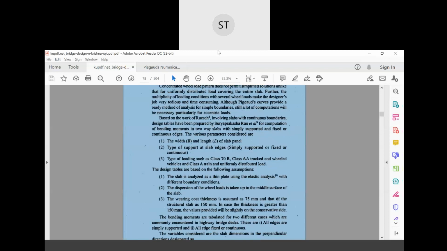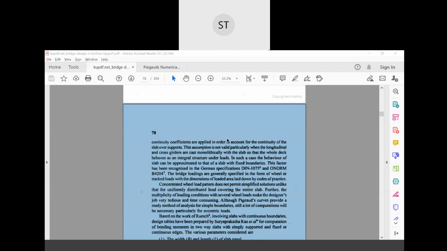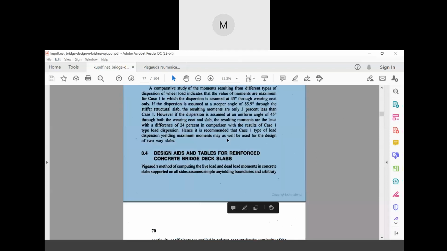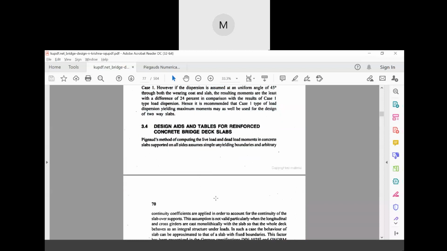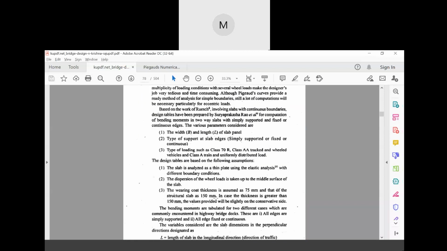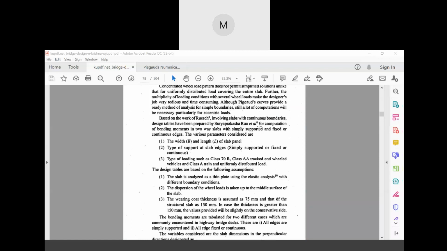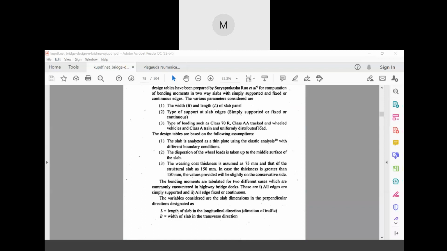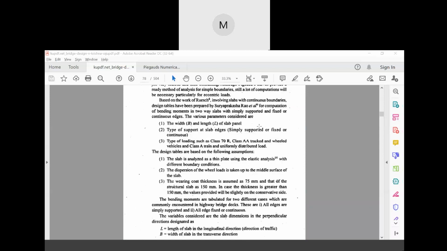Okay, let us go to the next topic: design aids and tables for reinforced concrete bridge deck slabs. Now here, if you see, there are certain important parameters based on the width B and length L. The following are the important parameters required to be considered for bridge elements. Number one, the width B and length L of the slab panel.